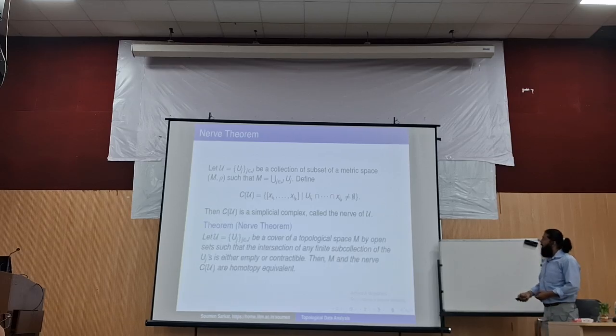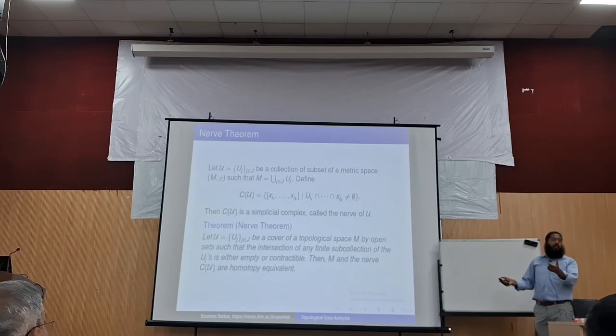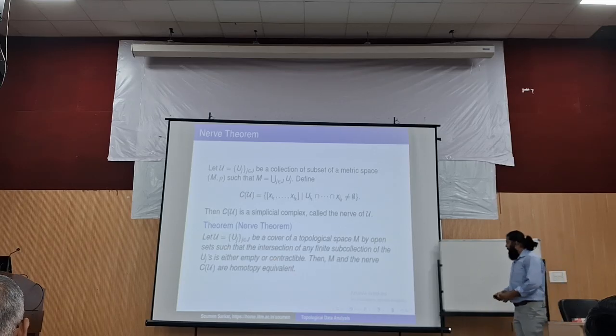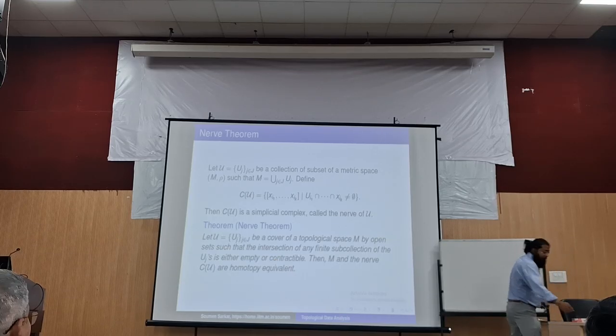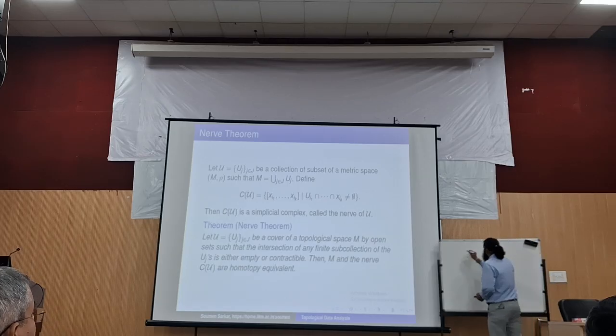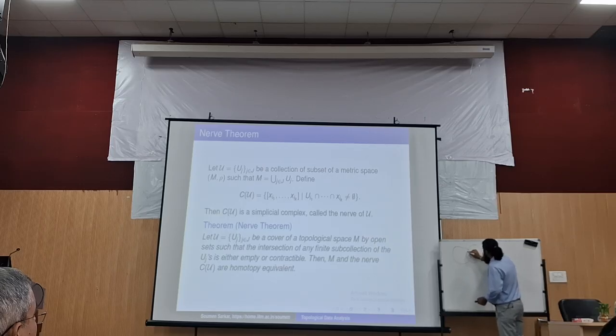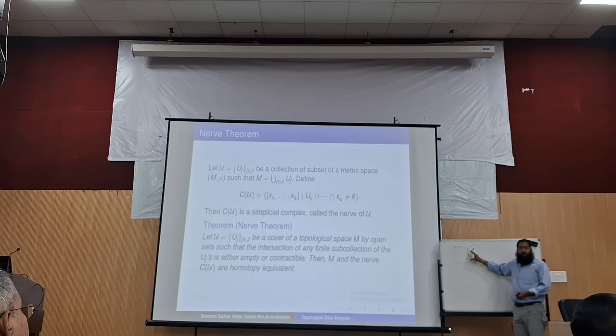That is called the nerve theorem. So we take this collection of open subsets from this topological space, which satisfies this condition: if we take any finite collection of open subsets, their intersection should be contractible. Now comes the concept of contractible. Either it is empty or contractible. Like if we have this open set, it is contractible in the sense that we can push it to a point. We can shrink it to a point.